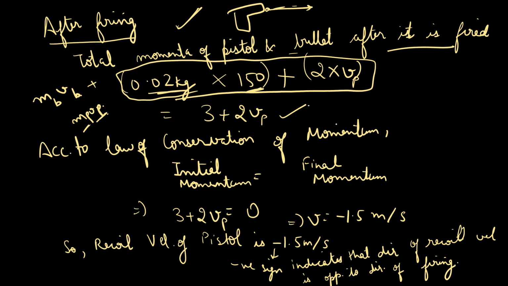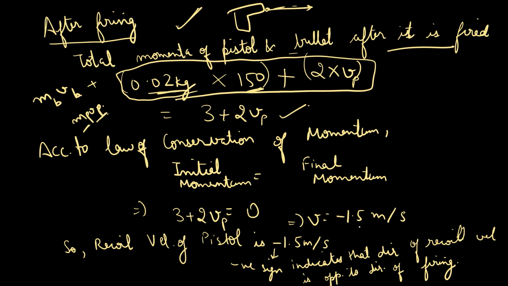According to the law of conservation of momentum, your total momentum remains conserved. So your initial momentum is equal to your final momentum. What was your initial momentum? It was 0. What is your final momentum? 3 plus 2 vp, right. vp is your recoil velocity, the velocity of the pistol. So 3 plus 2 vp equals 0, which implies vp equals minus 1.5 meter per second.